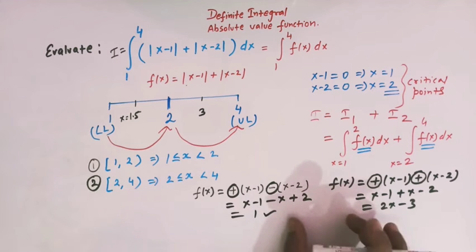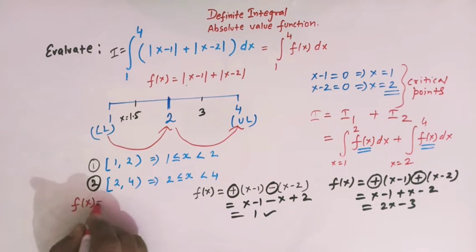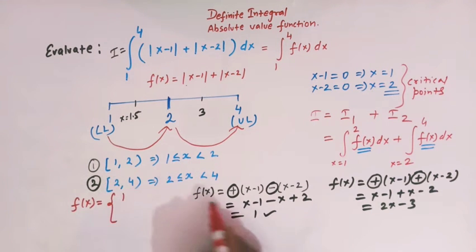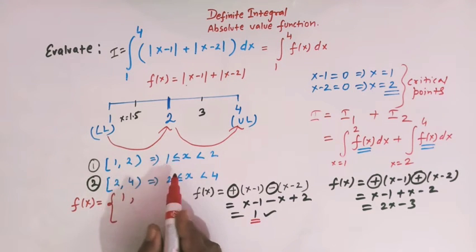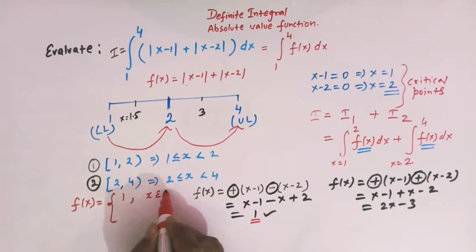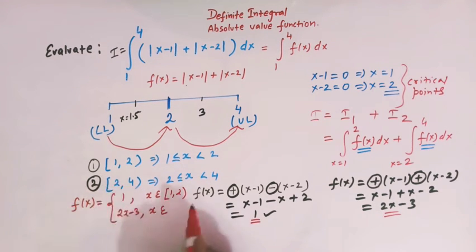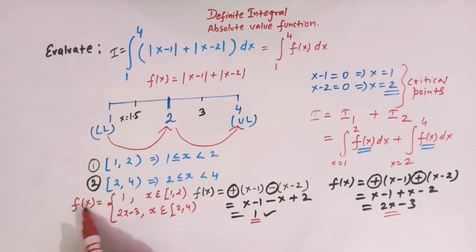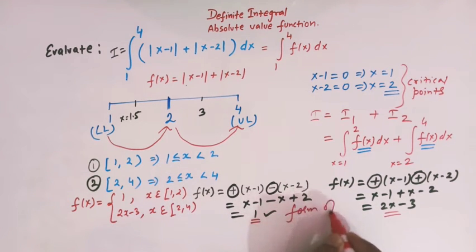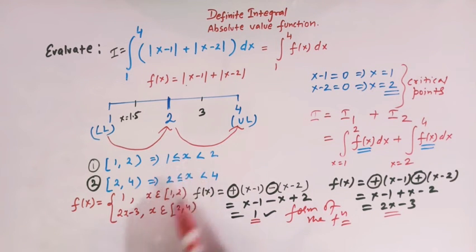So now viewers, we can write our function f of x equal to 1 when x belongs to the interval 1 comma 2, right? And f of x is equal to 2x minus 3 when x belongs to the interval from 2 to 4, right? So this is how we have expressed our function f of x as a piecewise function, or we have split this function in two intervals, and the form of the function also gets changed in the two intervals. And we have already seen how to find the form of the function in the given intervals, right?